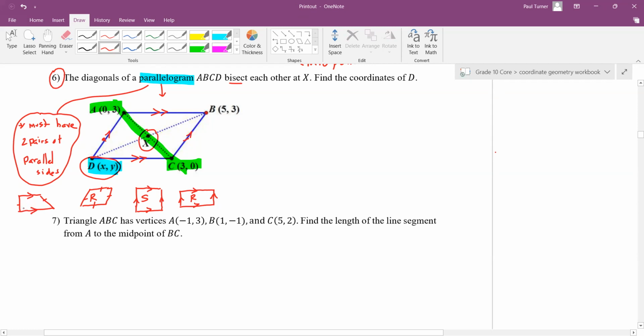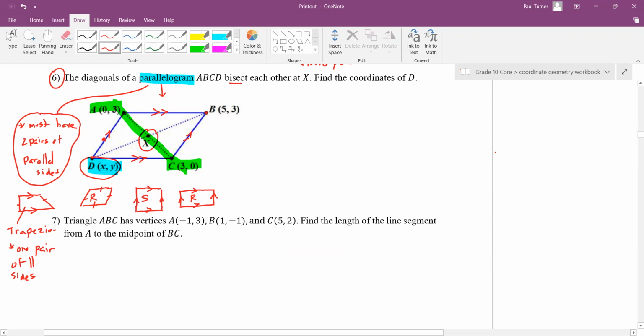That's a trapezium. So for a trapezium, you must have one pair of parallel sides. I'll draw that. That's the symbol for parallel lines. So that's a trapezium. That's not a parallelogram because it only has one pair of parallel sides. Okay, so that's just some definitions to keep in your mind.